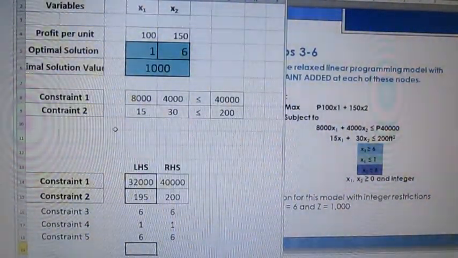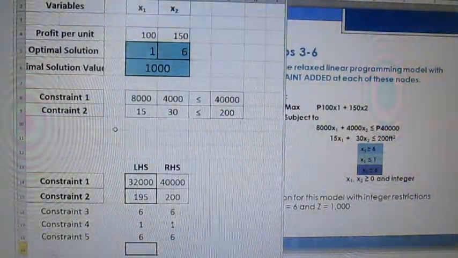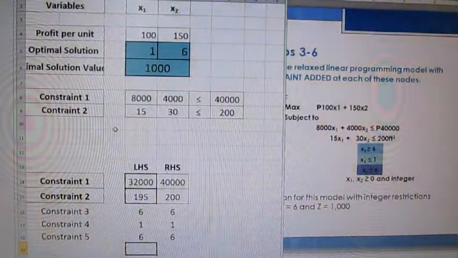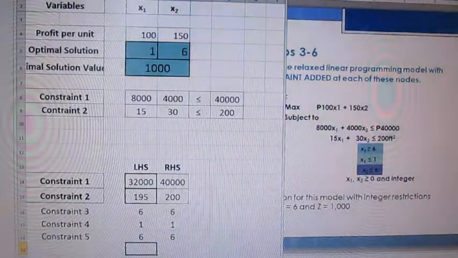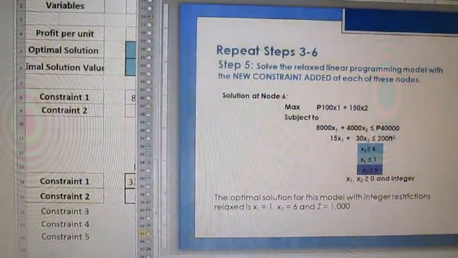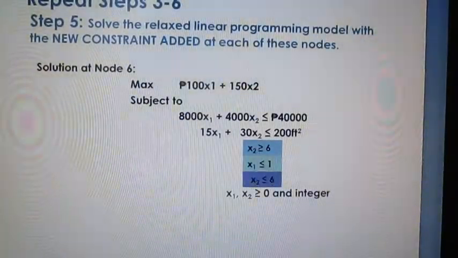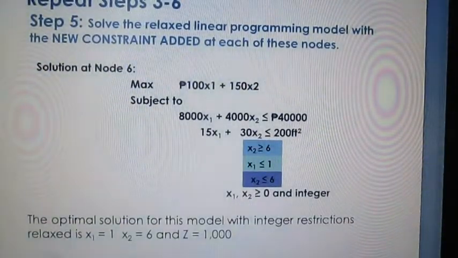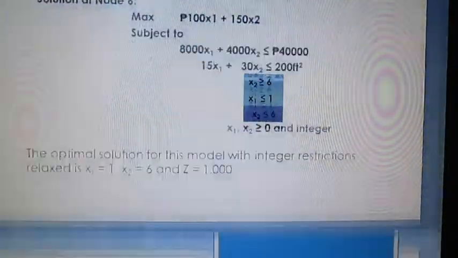So, dito sa model na to, ang binigay niya sa atin ay na value ng x sub 1 ay 1 at value ng x sub 2 ay 6 with an optimal solution value of 1,000. The optimal solution for this model with integer restrictions relaxed is x sub 1 equals 1, x sub 2 equals 6, and z equals 1,000.